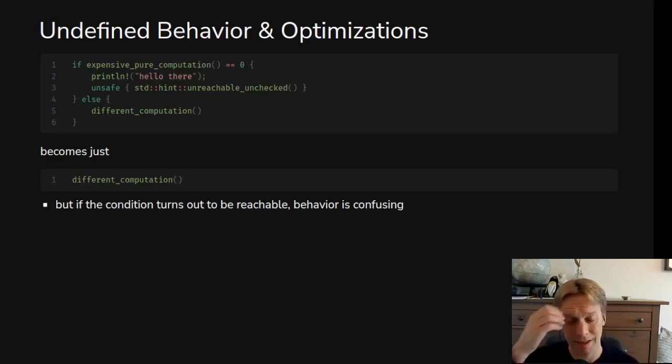It's not something that the compiler is guaranteed to do, by the way. So you might be running that expensive function computation and comparing it with zero, or you might not. You don't know. That's why it's undefined.